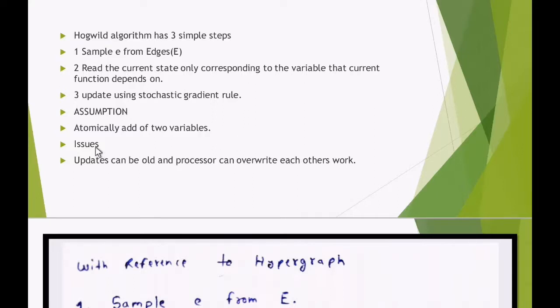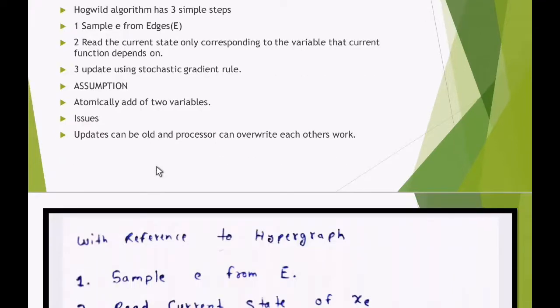The issues of this algorithm can be that the processors can overwrite each other's work, or the updates we are doing can be old updates.